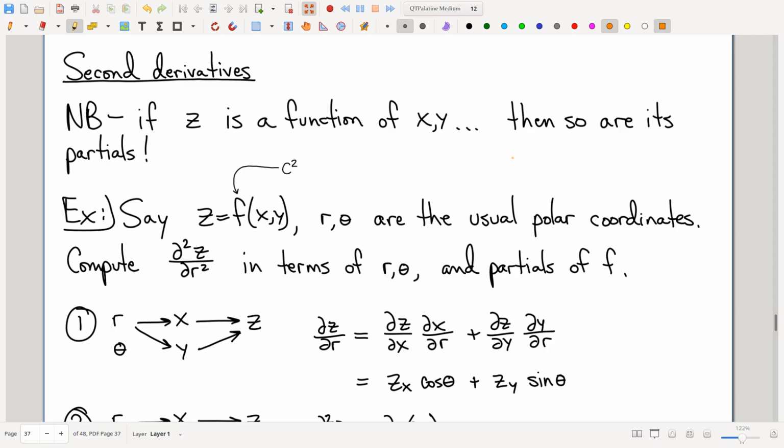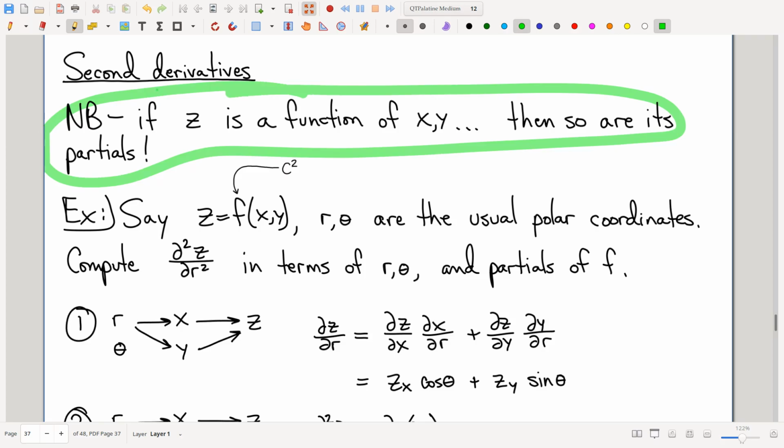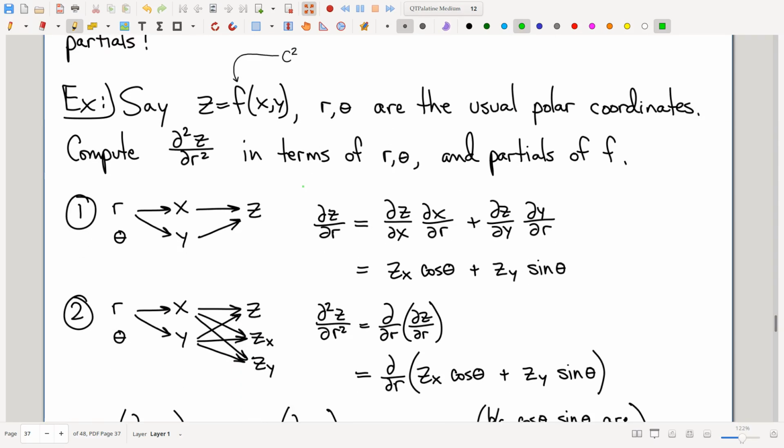Ultimately, the big trick is this, but it's not clear why this is a big trick just yet, so I'm going to put a pin in that. We'll come back to it, and we're just going to dive into an example.